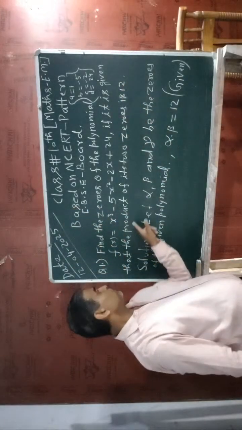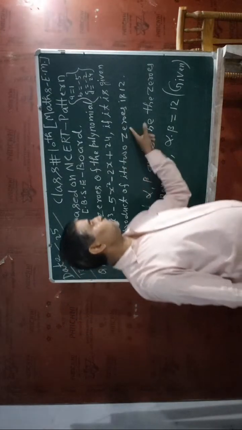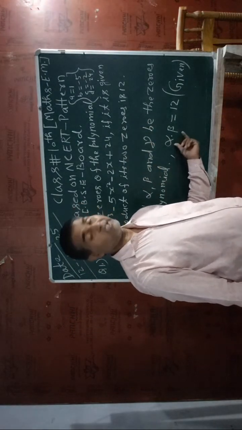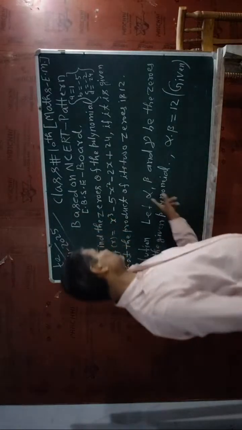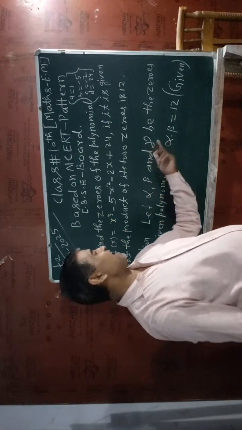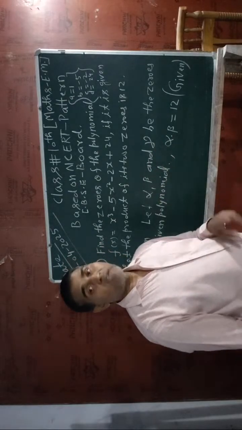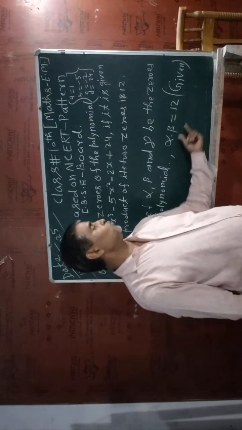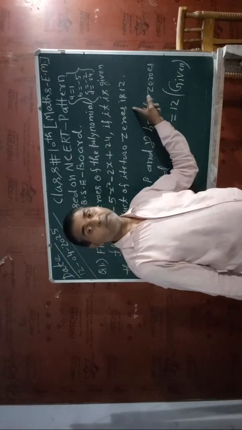Here it is written: the product of its two zeros. Any two zeros we can take: alpha into beta, beta into gamma, or gamma into alpha. I will say the product of any two roots is equal to 12, which is given in my question.